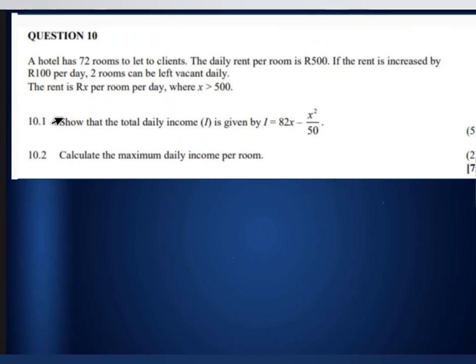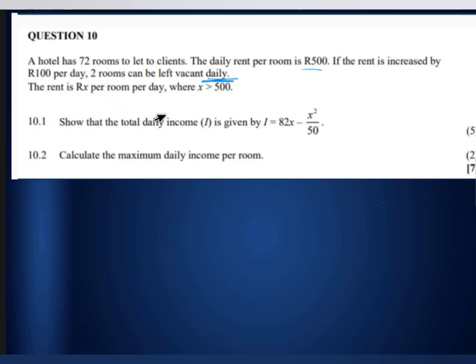Alright, so now looking at this question, here is another nice one. They said a hotel has 72 rooms to let to clients. The daily rent per room is 500 rands. If the rent is increased by 100 per day, meaning that they'll be adding 100 on top of their rent, right? So it means if today it's 500, tomorrow is going to be 600, the next day is going to be 700, right? So the rent is being increased by 100 rand per day. Then they said 2 rooms can be left vacant daily, right?